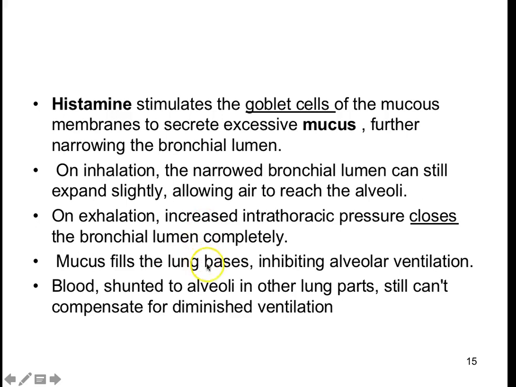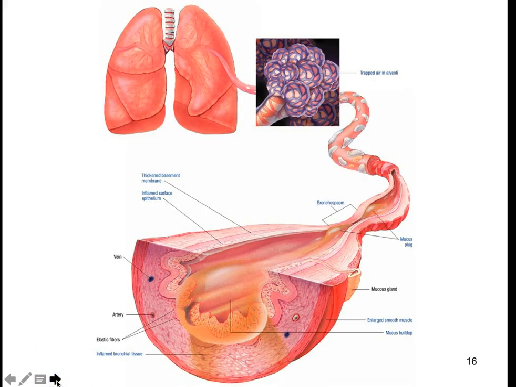And so that is going to make mucus fill the lung bases, inhibiting alveolar ventilation, which means breathing, inhalation, exhalation, and there's no good compensation except for an EpiPen, which would instantly reverse the symptoms. And this is, again, just another example where you've got the bronchoconstriction and the excess mucus.